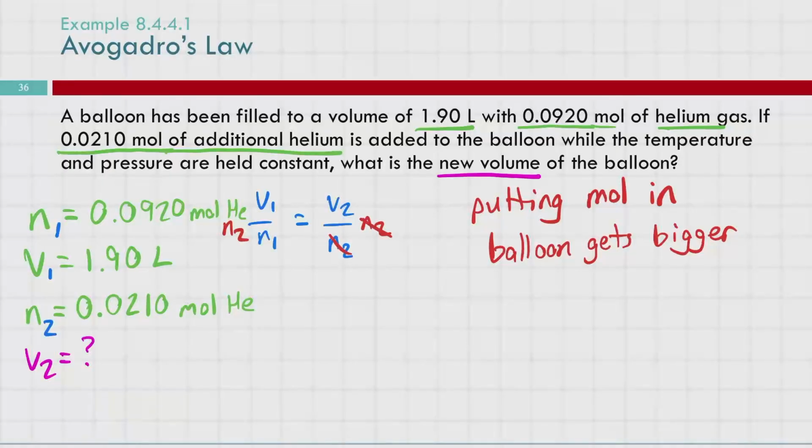So we multiply both sides by N2 to get V2 by itself. And V2 equals N2 times V1 over N1. And if we plug in our numbers for this, you don't have to do this, you can just watch along.